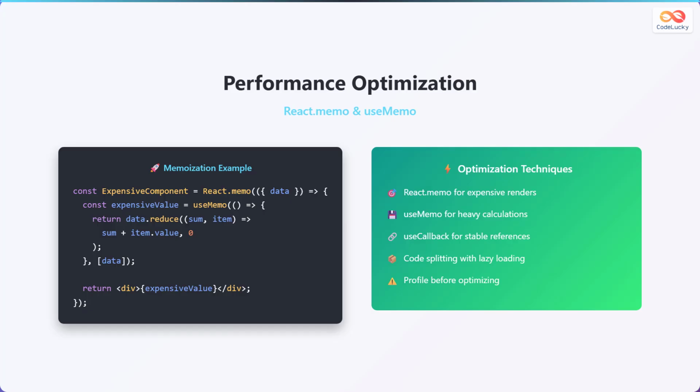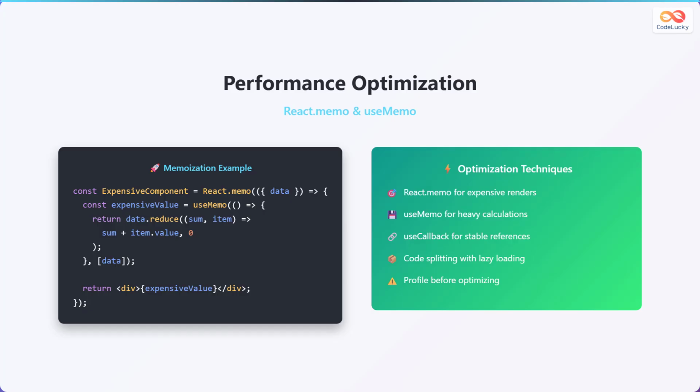Let's dive into performance optimization using React.memo and useMemo. On the left is an example of memoization. React.memo prevents re-renders if the props haven't changed. useMemo is used to memoize the result of a calculation. On the right are some optimization techniques.